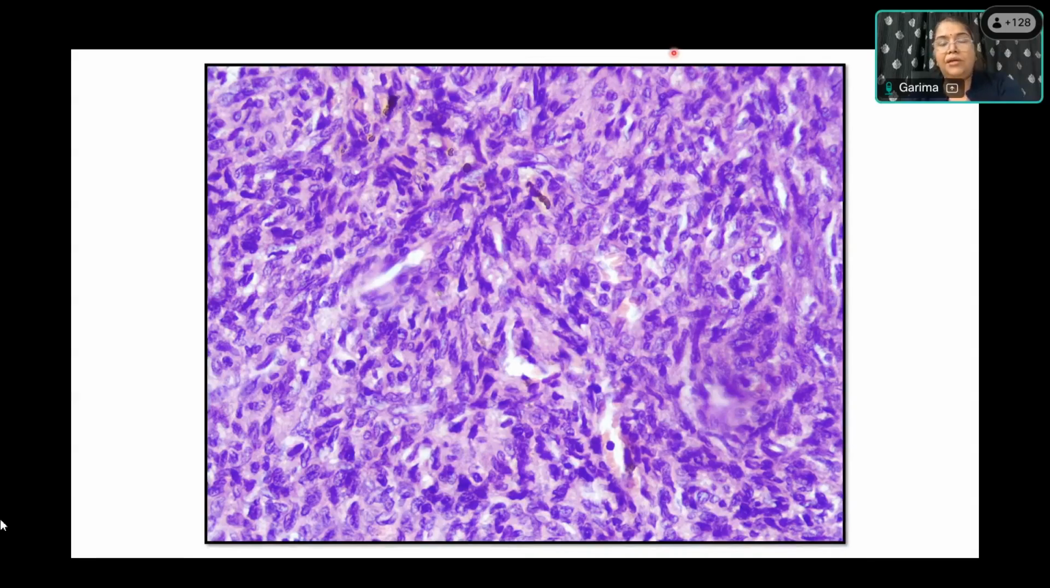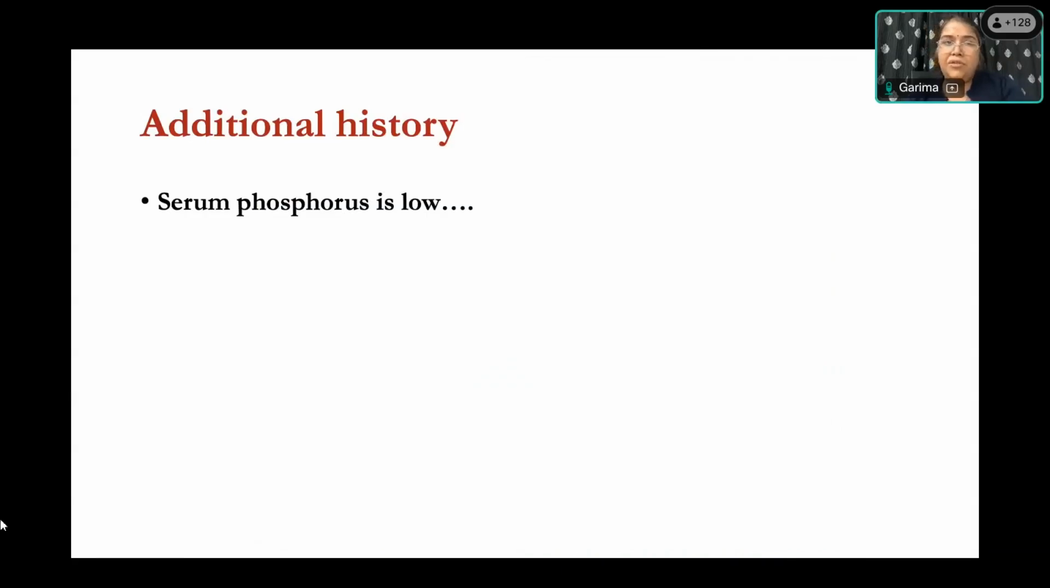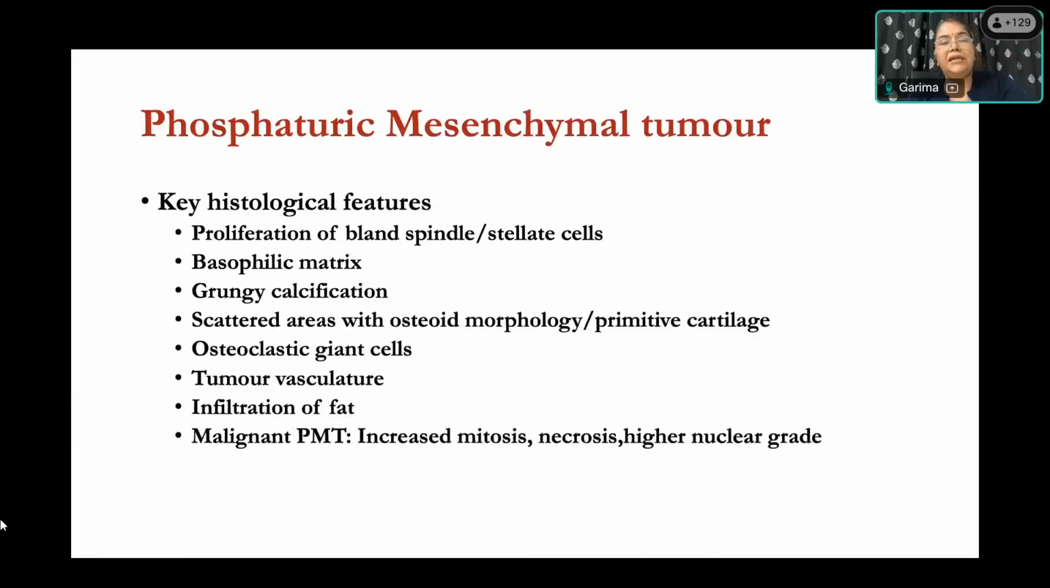So you have excluded a differential of giant cell tumor and a soft tissue sarcoma, and I have provided you an extra history that serum phosphorus is low. So this entity is known as phosphaturic mesenchymal tumor. The key histological features which we have seen are proliferation of blunt spindle to stellate cells. In our case, there was some more proliferation. The matrix was quite blue. It has a basophilic matrix which undergoes calcification, and the term used for this kind of calcification is grungy or dirty calcification.